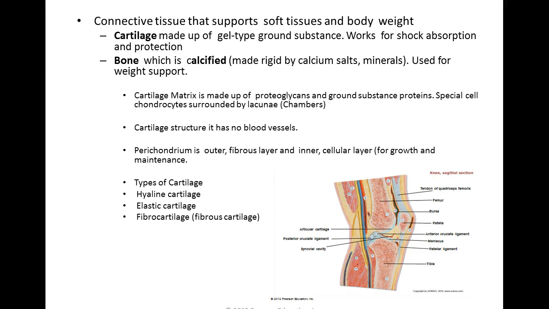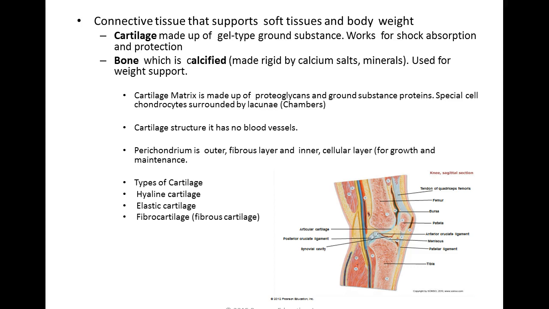And then connective tissue that supports soft tissue and body weight, such as cartilage and bone. Cartilage is a gel-type substance, and it works to protect where there are pain receptors and as a shock absorber. All you have to think about is if, unfortunately, you've lost the cartilage off the end of your long bones. Anytime there's a joint, you have articular cartilage at the end of the long bones, and that definitely absorbs shock and protects from pain. If it's gone, you have pain, unfortunately, every time you move that joint.